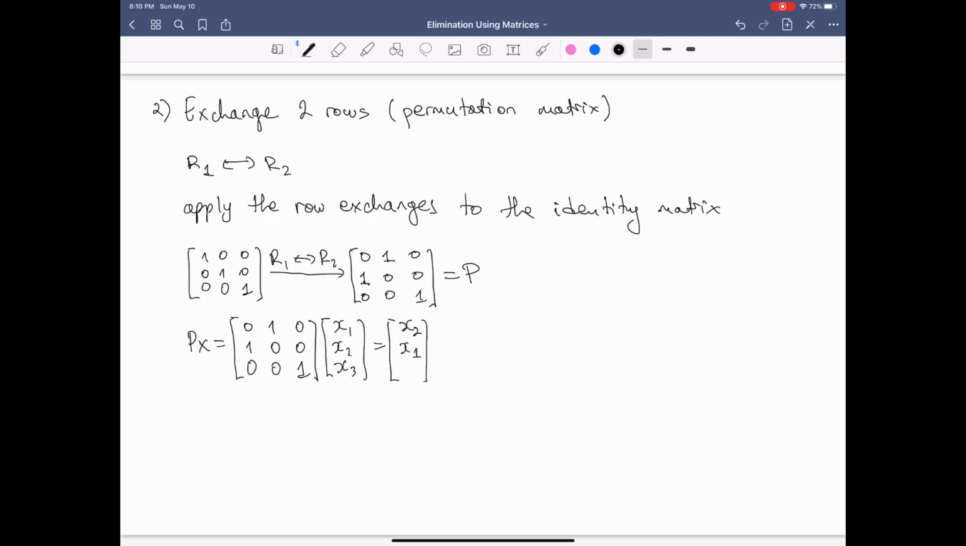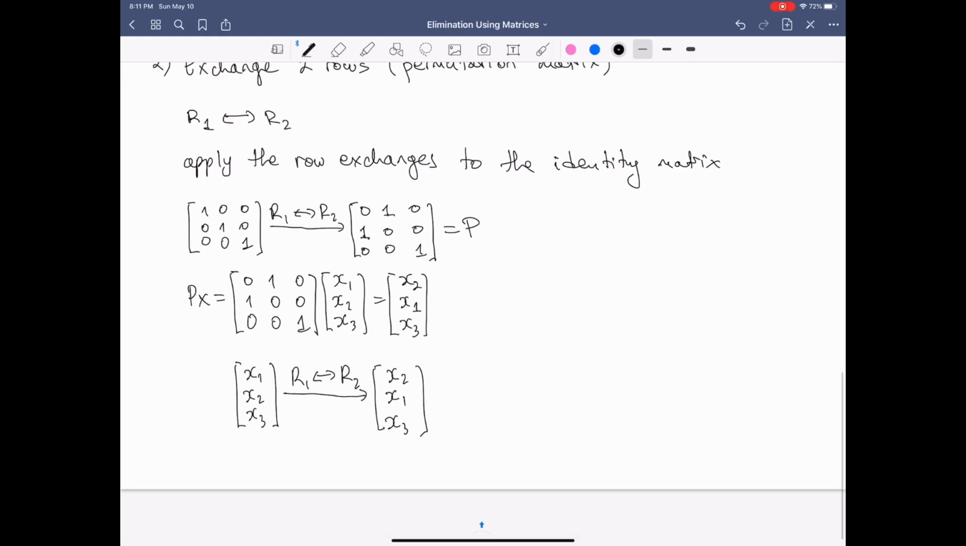And then finally, the third row times x gives us x3, which is the same as applying the operation r1 exchange r2 onto this vector. We would get exactly that vector. Let me write that just for completeness. If we were to take the vector x1, x2, x3 and apply the row exchange r1, r2, we would get x2, x1, x3, because that's exactly what the operation is telling us to do.